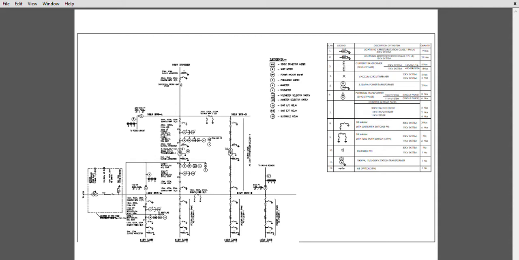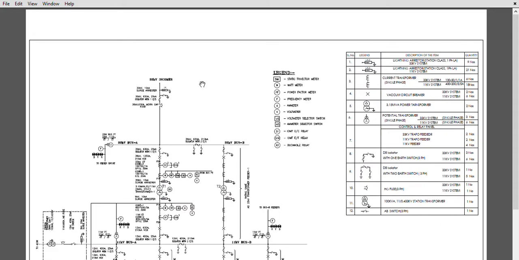Today's topic is the single line diagram of a substation. For easy understanding, I am taking the example of a 33 by 11 kV substation. In this video, I am going to cover how to prepare a single line diagram for a 33 by 11 kV substation, the purpose of each equipment, and the quantity of the major BOQ, etc. Let's go into the details.